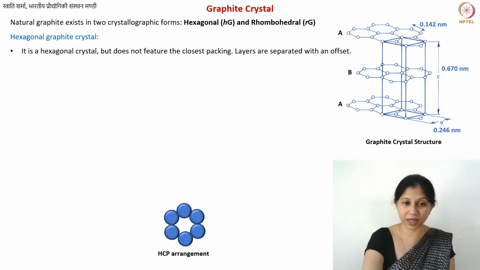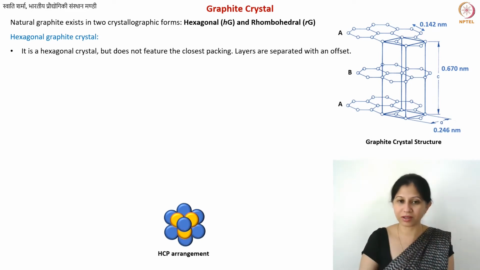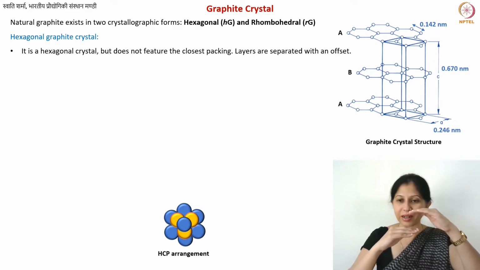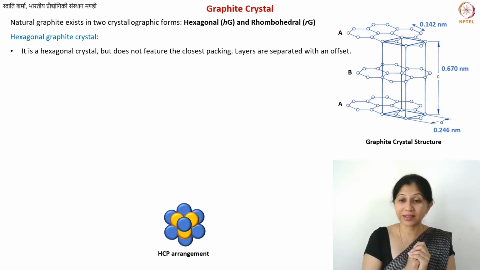So here I have shown it with this arrangement. You have layer number 1. Let's say this is your A layer, this is your B layer, and then this is again your A layer. So it's like a pyramid of balls. This is the hexagonal close packed structure. In the case of graphite, you have a hexagonal crystal structure, but it is not the closest packed structure. The layers are slightly separated. They are not exactly on top of each other. Can you guess why this happens? We know why this happens, right?